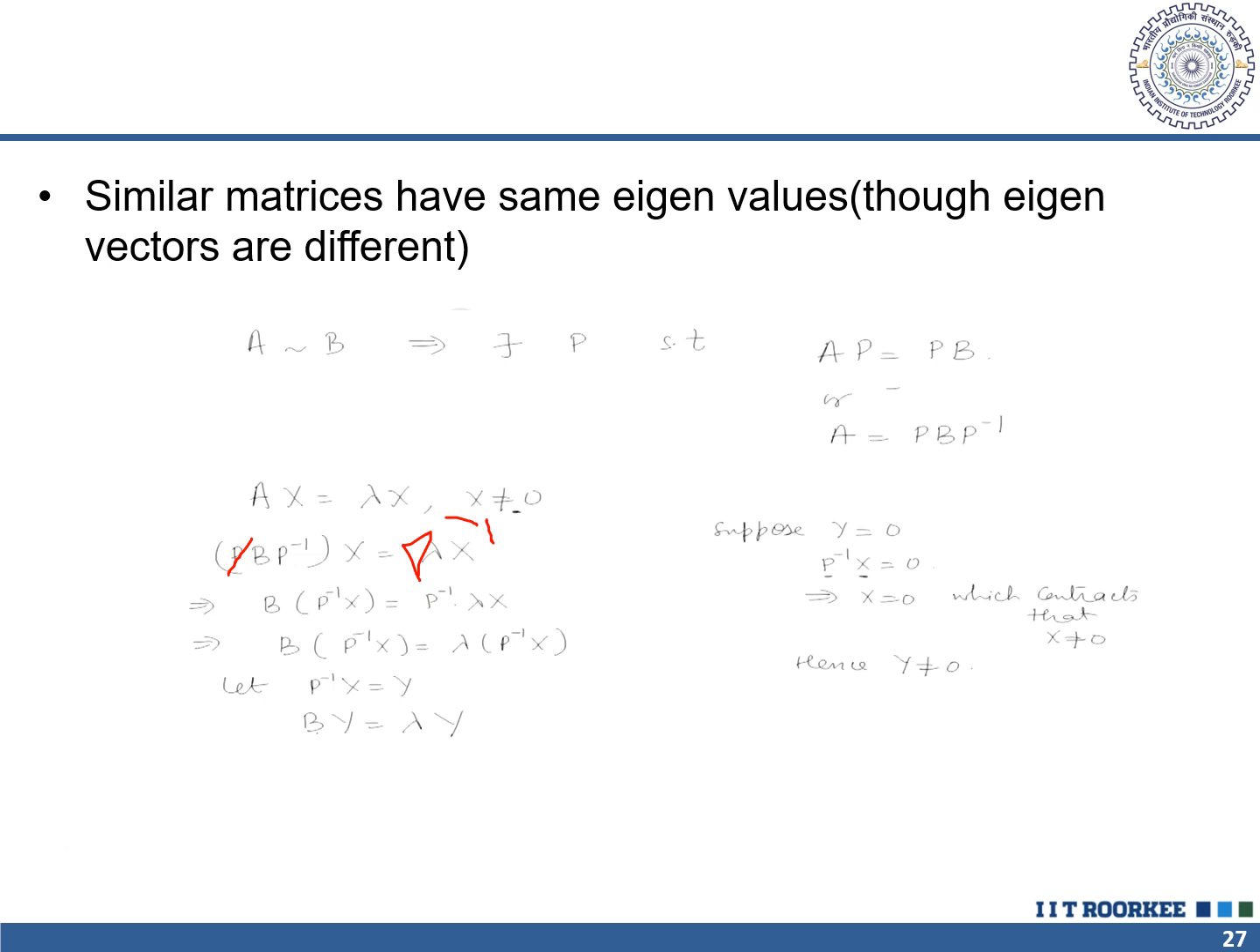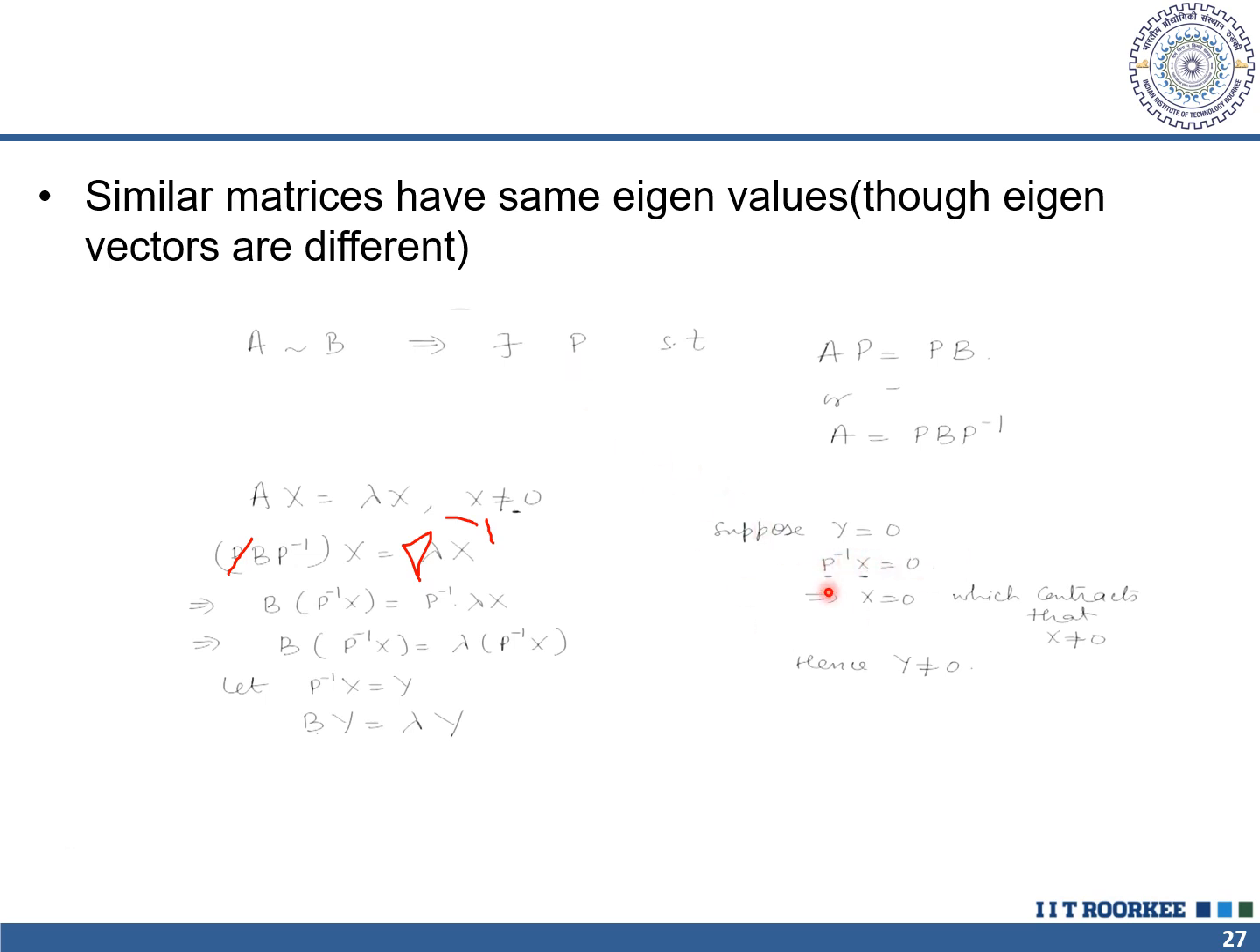After multiplying with P inverse, we can see B times P inverse x equals P inverse times lambda x. After rearranging the terms, B times P inverse x equals lambda times P inverse x. So by taking P inverse x equal to y, By equals lambda y, where x is the eigenvector of A and lambda is the eigenvalue of A, and the same eigenvalue comes for B. This is only true if y is not equal to 0. Let's prove this by contradiction. Suppose y equals 0, where y is P inverse x. So P inverse x has to be 0.